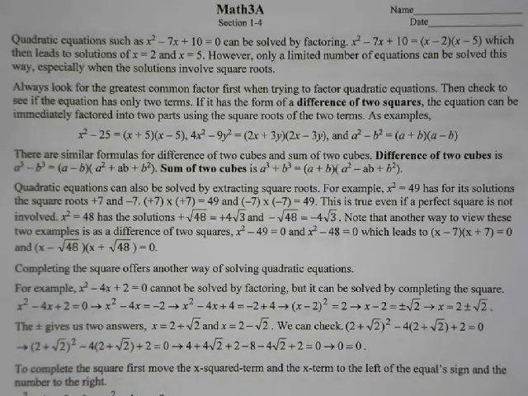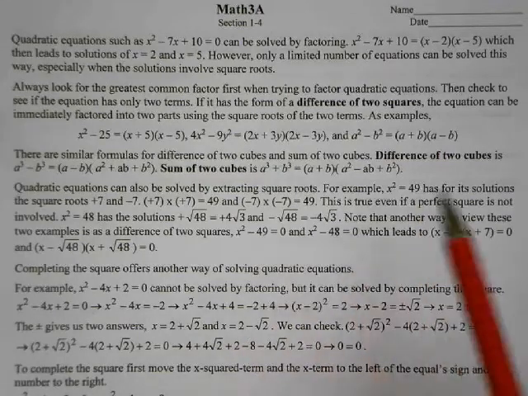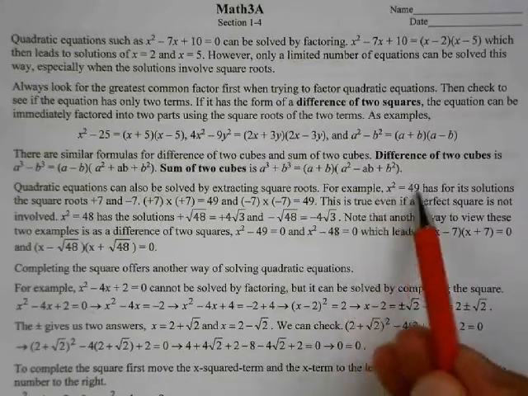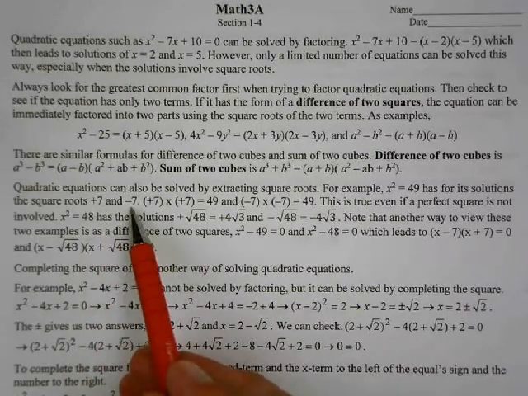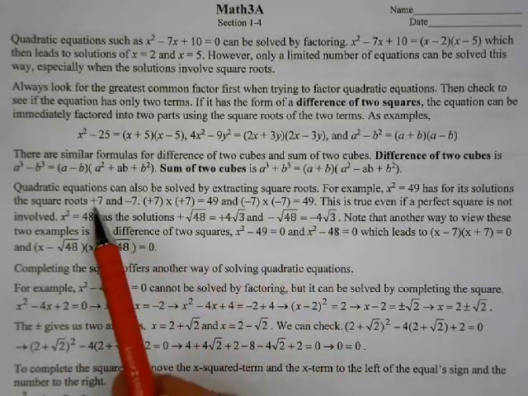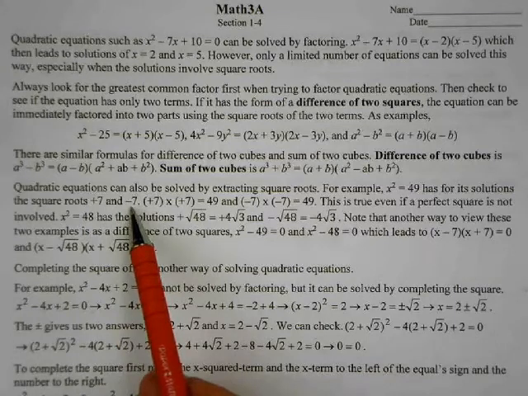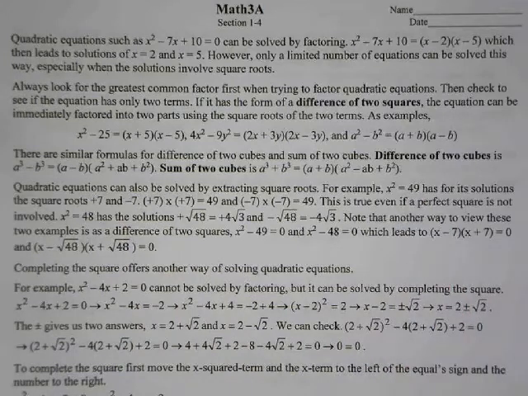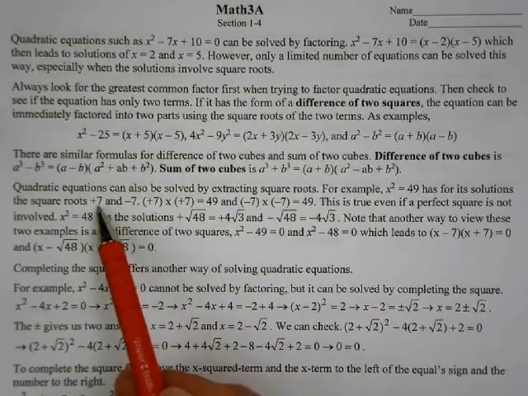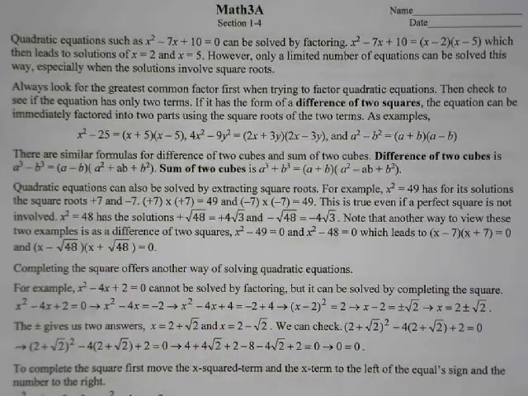Now, sometimes quadratic equations can be solved by extracting square roots. In other words, if we had something like x squared equals 49, we could simply take the square root of both sides, and that will lead to answers that are plus 7 and minus 7. Notice I got both of them, plus 7 and negative 7, because negative 7 times negative 7 is a positive 49, just as positive 7 times positive 7 is 49.